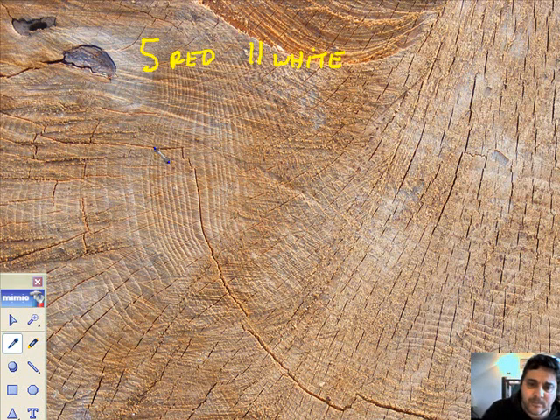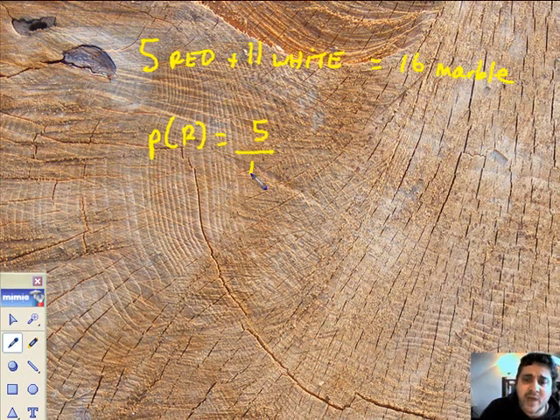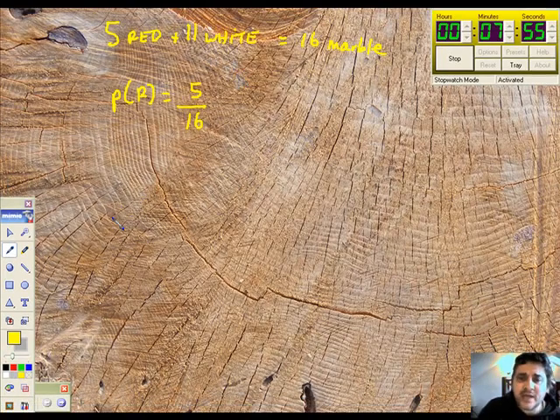Now let's look at this. The probability of getting a red, or R, is going to be 5 out of a total of 16. Altogether we have 16 marbles, and the probability of getting one of those 5 reds is 5 out of the 16 that are available. That's all there is to it really.